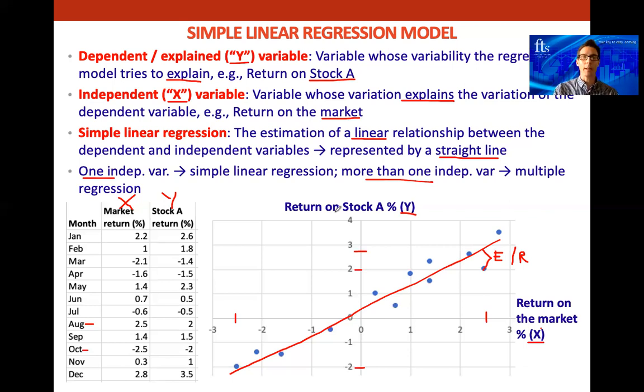For example, the economy. So we could use GDP as an independent variable. What else could we use? We could use consumer confidence as an independent variable. We could use inflation as an independent variable. So there are many things that influence the return on stock A. So if we have more than one independent variable there, that's what we call multiple regression. And we'll leave that for next year for level 2. We're just going to focus now on the simple linear regression.